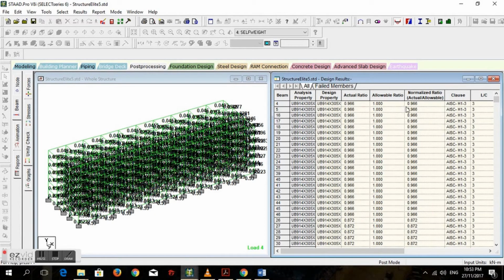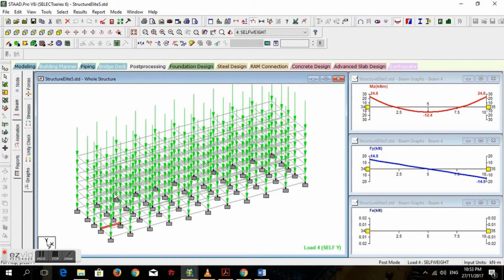Now what we need to do is that we click this beam 4. We can assume it's a critical beam because it has the highest normalized ratio. So we go to the graph. Now this is sulfate. We're going to go through one by one. This is all vertical and horizontal load. You will go one by one.